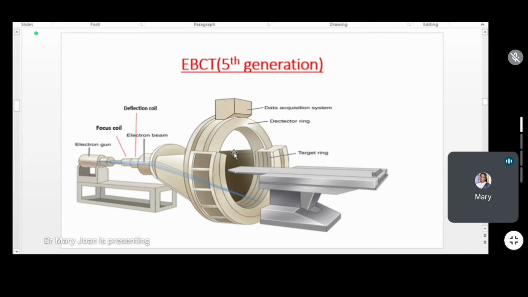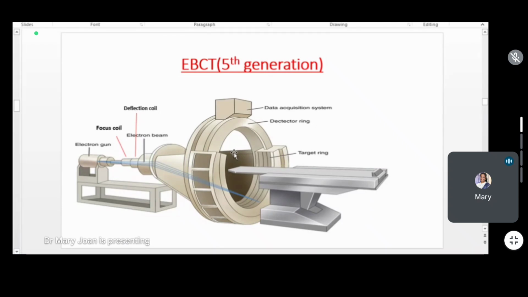How are the X-rays produced in a normal X-ray tube? When an electron beam hits the tungsten target. Where does the electron beam come from? From the tungsten filament through thermionic emission. Yeah. So here the electrons are produced by an electron gun. So that is the difference here.